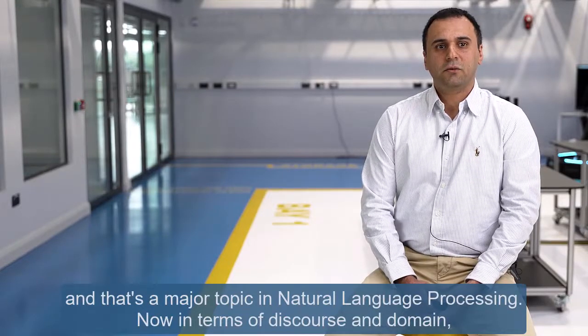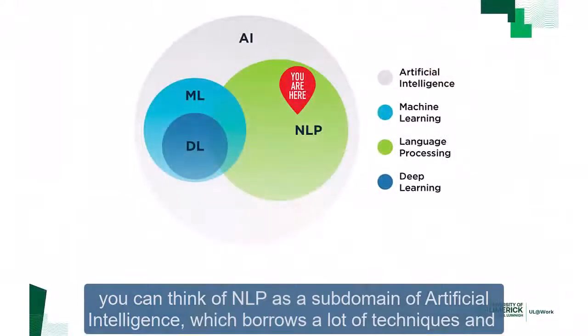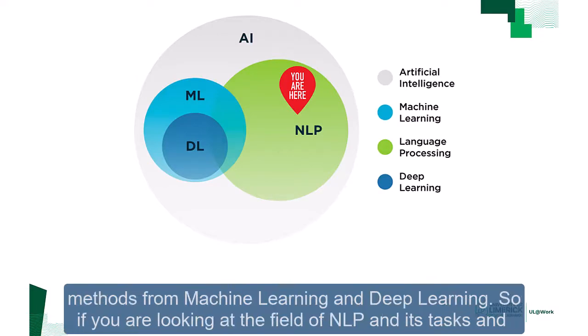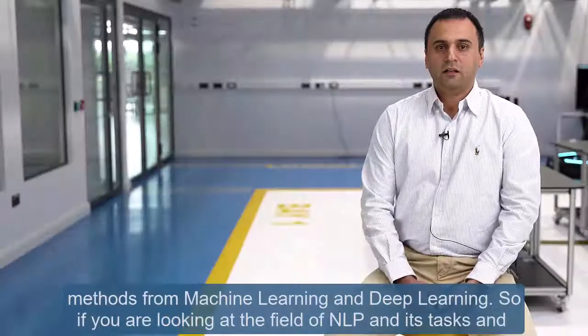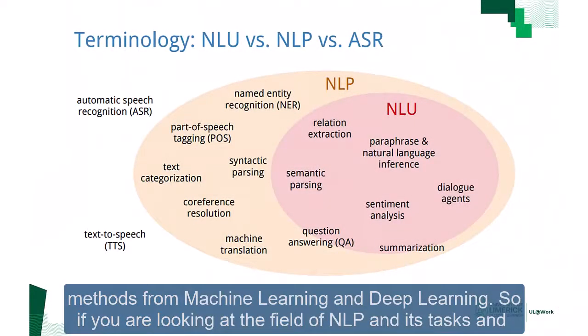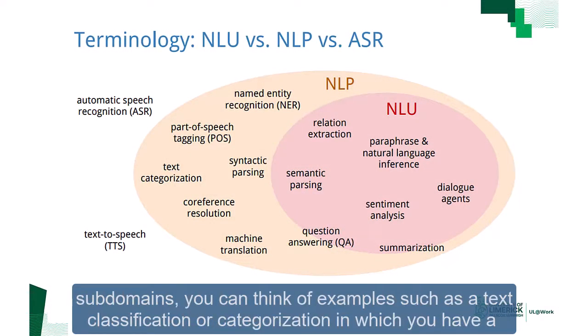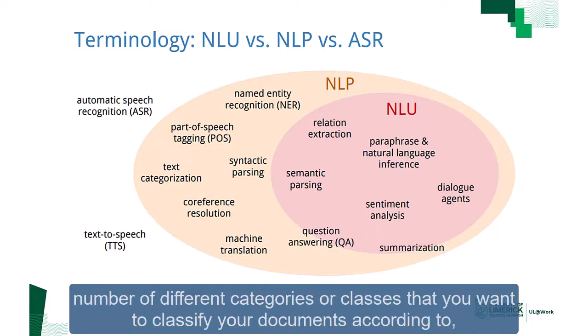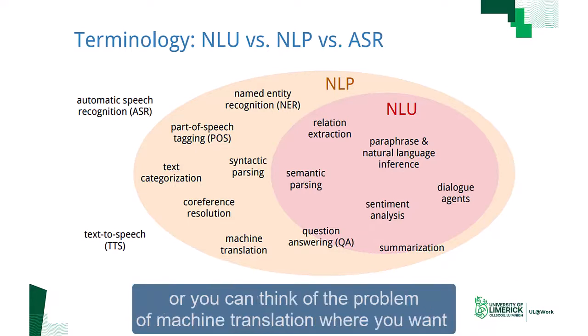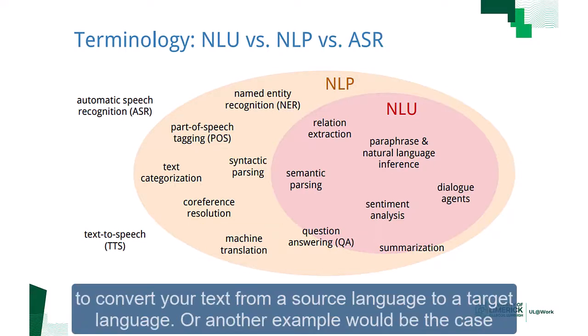Now, in terms of scope and domains, you can think of NLP as a subdomain of artificial intelligence, which borrows a lot of techniques and methods from machine learning and deep learning. So if you're looking at the field of NLP and its tasks and subdomains, you can think of examples such as text classification or categorization, in which you have a number of different categories or classes that you want to classify your documents according to. Or you can think of the problem of machine translation, where you want to convert your text from a source language to a target language.